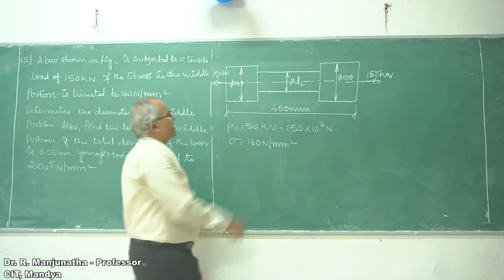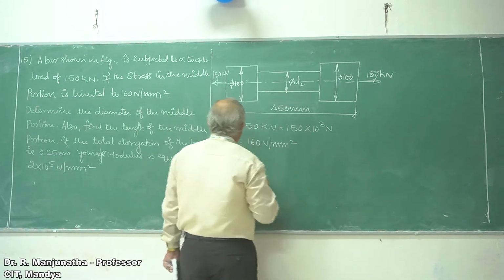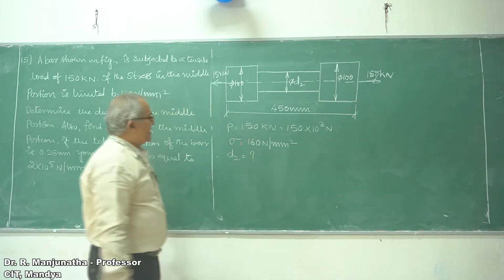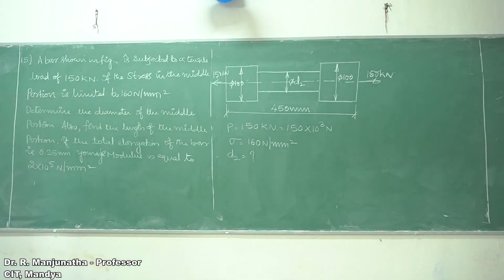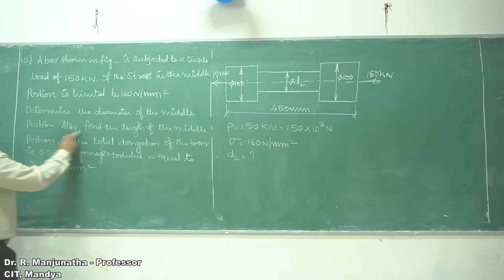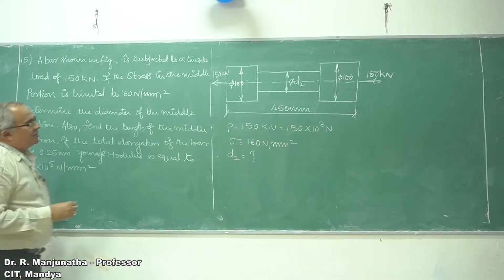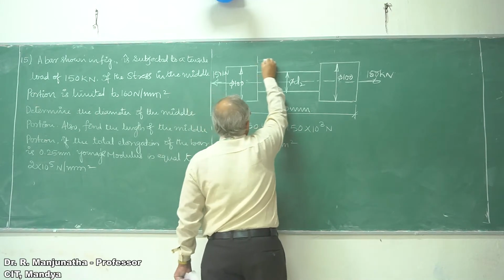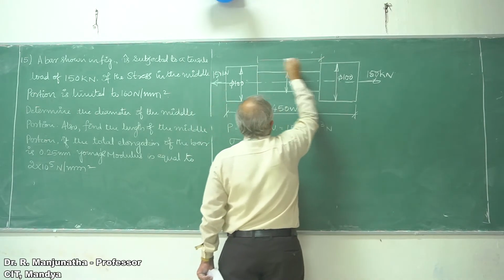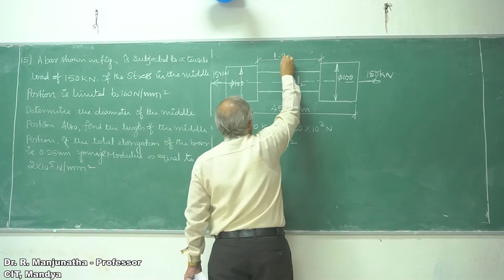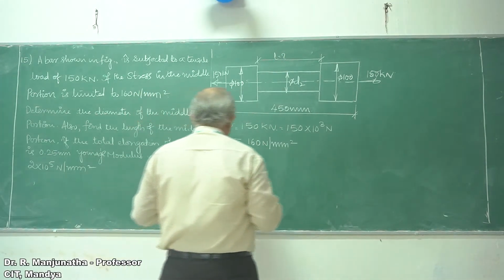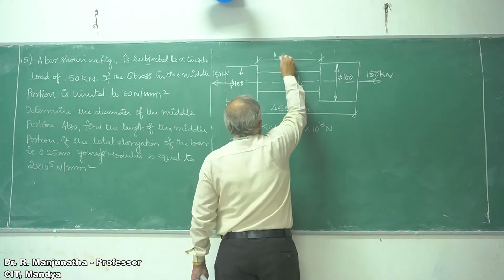So we are going to consider the diameter of the middle portion as d2, which needs to be found. Also, find the length of the middle portion. That means what should be the length between these two. The length of the middle portion which I need to find out, we consider this as L2.